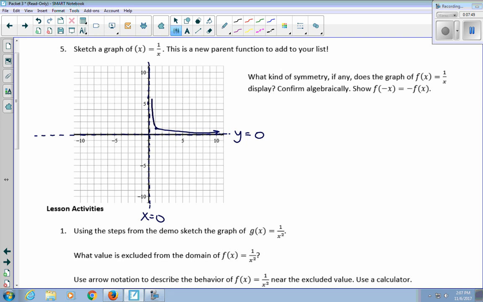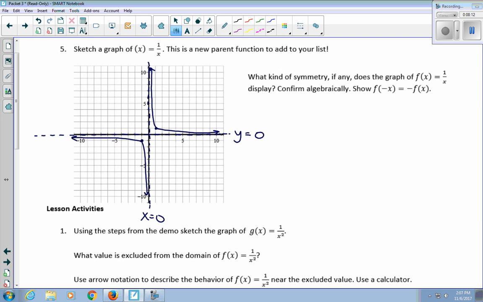And this blows up. When you approach 0 from the right, my y values go to infinity. And then I have -1, -1. And as I approach negative infinity, my function approaches 0 from below. And then as I approach 0 from the left, this goes down to negative infinity.